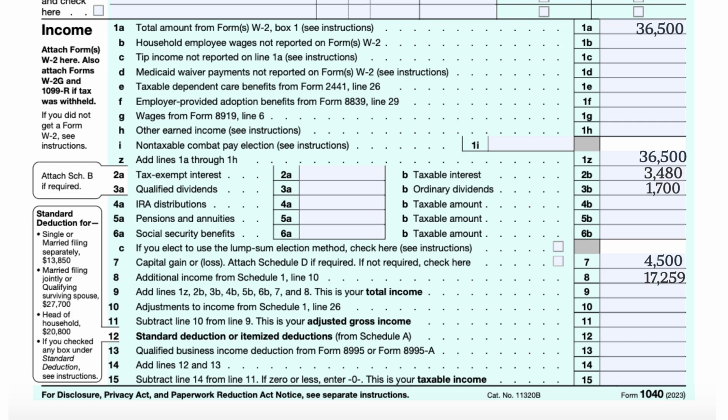So going back to 1040 and adding up lines 1, 2B, 3B, 4B, 5B, 6B, 7, and 8 of Form 1040, we get a total of $63,439, which is her total income, when we enter that on line 9. So now we've filled up to line 9 of Form 1040.